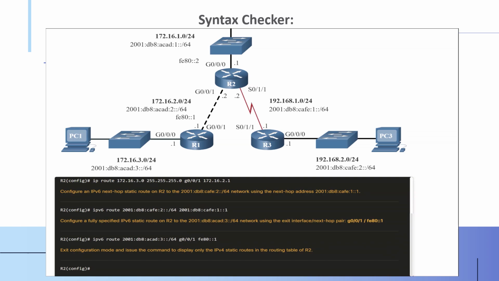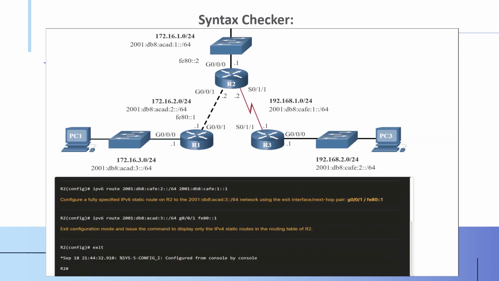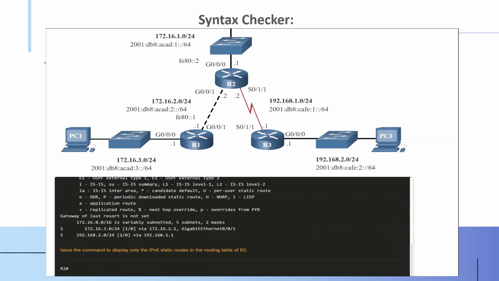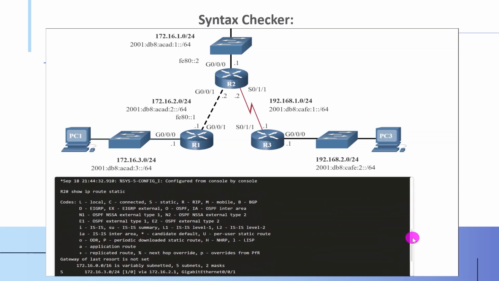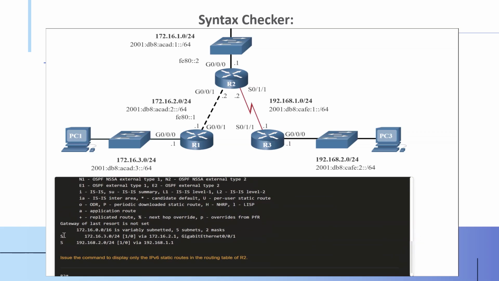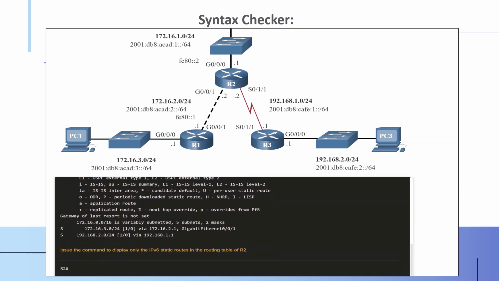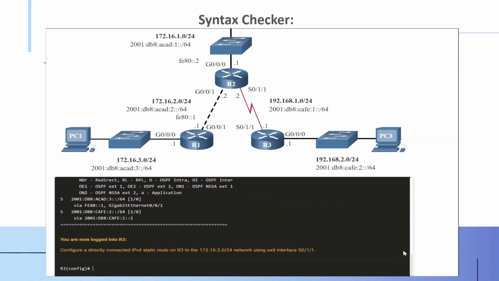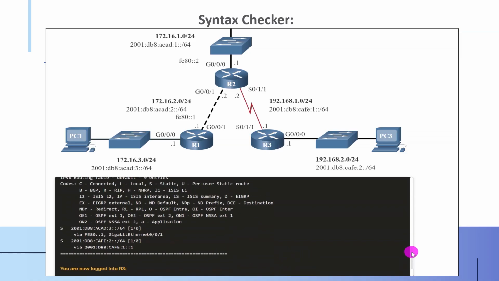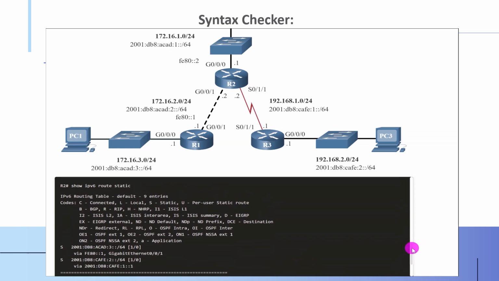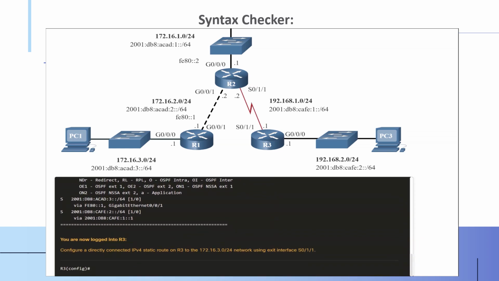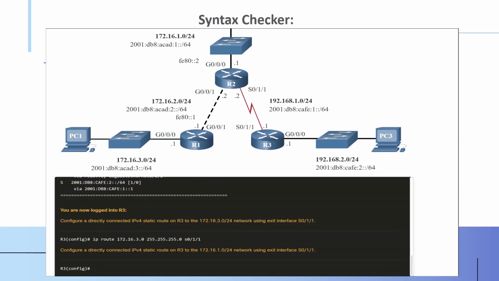So after we exit from the global configuration mode, we will display the IPv6 route by using the command show ip route static. And as you can see, there are two networks that are listed. One is fully specified, which is the first static route, and the second one is directly connected. So now we use even the show ipv6 route static for showing the IPv6 static routes that are configured.